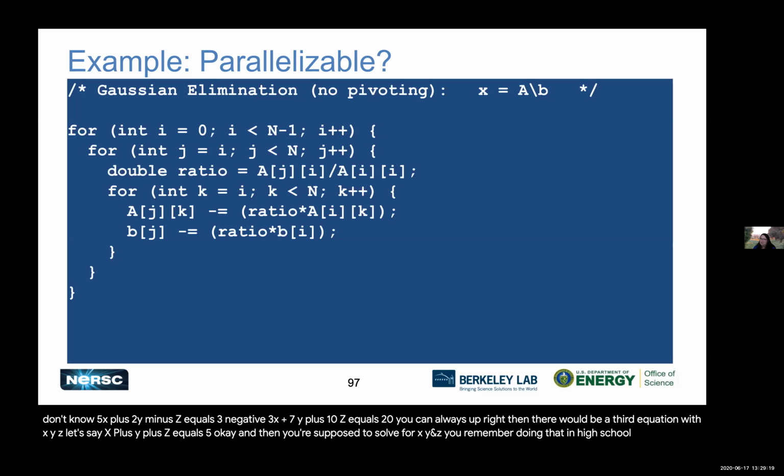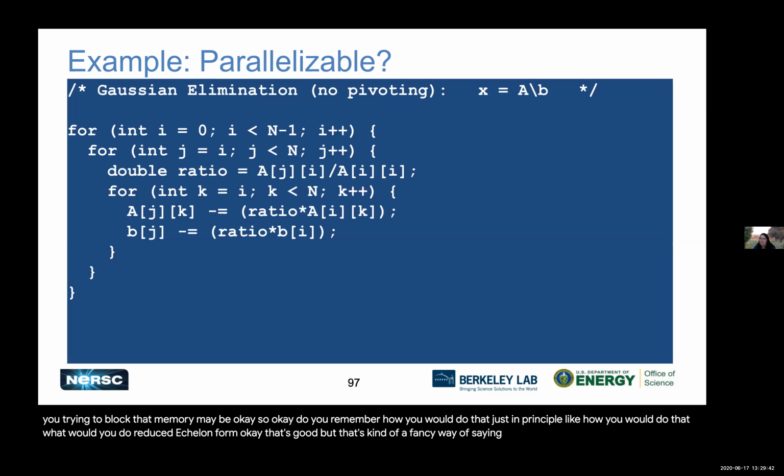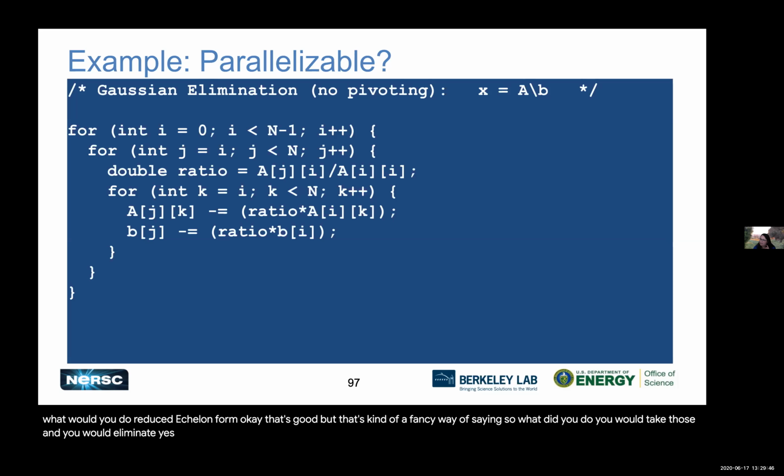Do you remember doing that in high school? Sort of? Are you trying to block that memory? Okay. Do you remember how you would do that, just in principle? What would you do? Reduce to echelon form. Okay, that's good, but that's kind of a fancy way of saying it. So what did you do? You would eliminate, yes, elimination. That's what I was looking for.